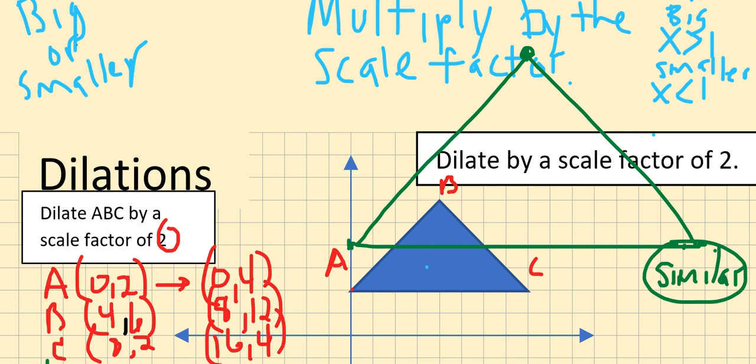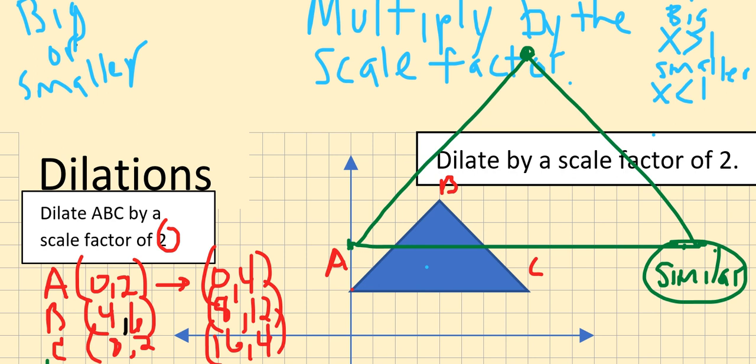Okay? That is a test question. Which of the following transformations does not produce a congruent image? Rotations, reflections, dilations, translations. You got to know that translations and reflections and rotations all produce congruent images. Dilations don't. They produce a similar image.